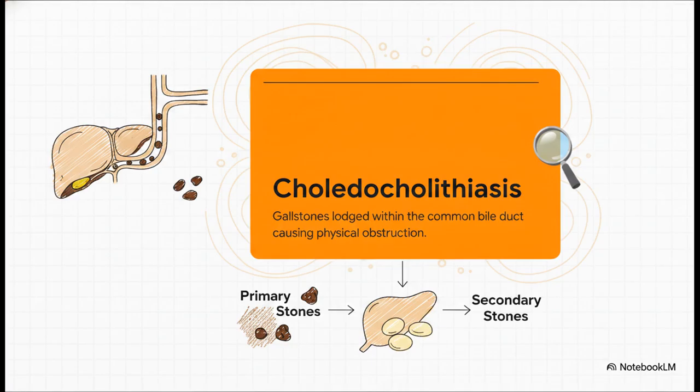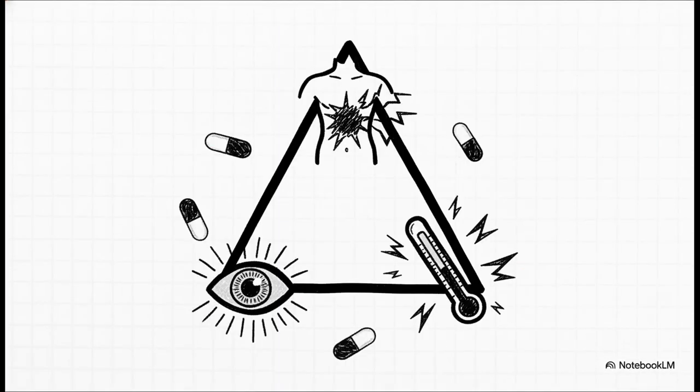Now, stones can be totally silent, but a blockage here can cause severe biliary colic and rapidly escalate into a life-threatening systemic problem. And that life-threatening problem is ascending cholangitis. If the duct is blocked by a stone, bacteria from the duodenum can actually ascend right past the sphincter of Oddi and into the biliary tree.